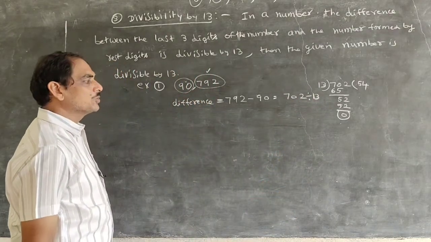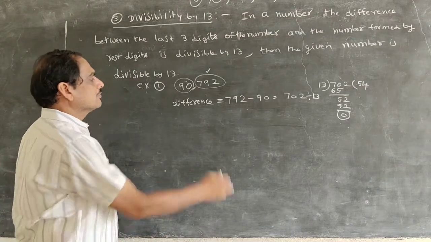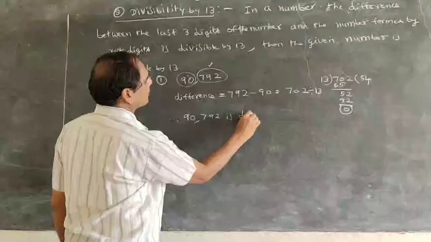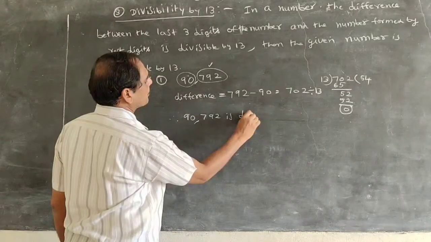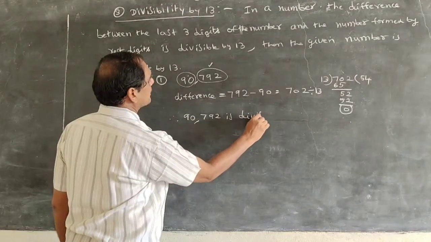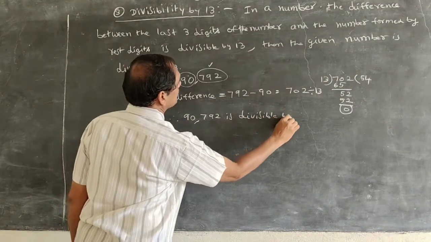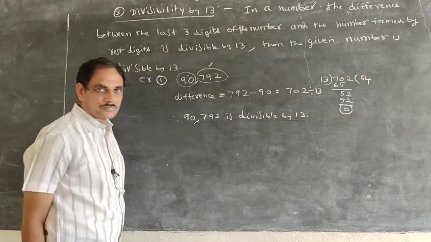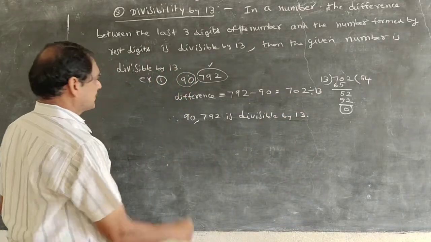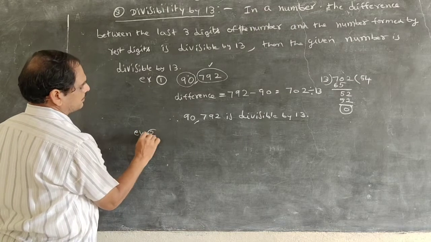When 702 is divisible by 13, then we say that 90,792 is divisible by 13. This is the first example. Next, let us go to the second example.